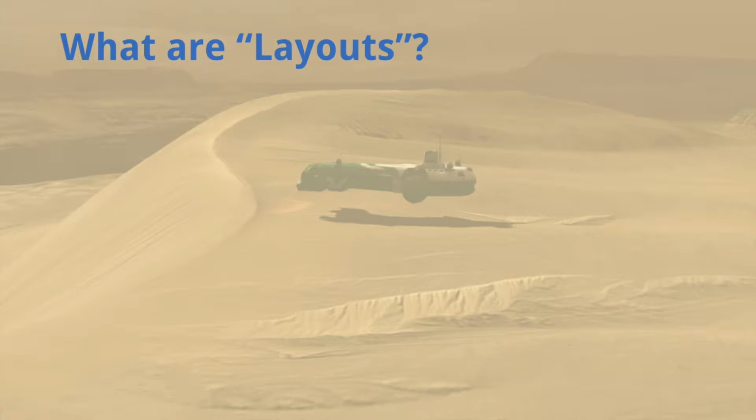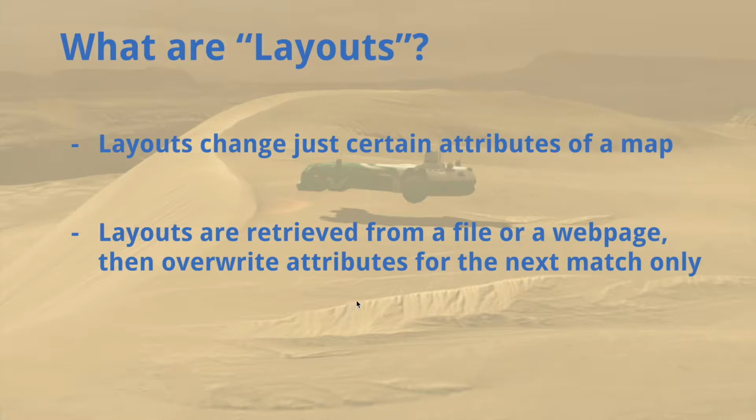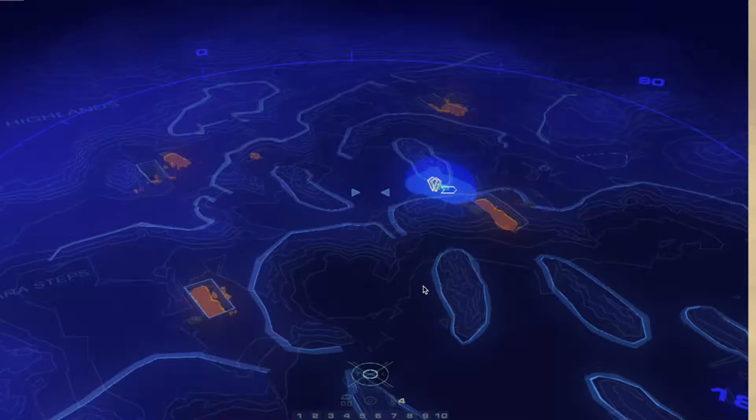What are layouts? Layouts change just certain attributes of a map. They're going to change your spawn locations, your resources, the artifacts, and the extraction zones. They don't change things like the dunes, the height of the dunes, or the colors and textures of the map. Layouts are retrieved from a file or a web page, and then they overwrite those attributes for just the next match only. And layouts are easy to make. I'm going to show you how.